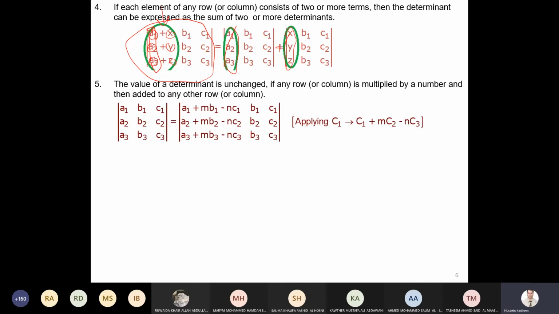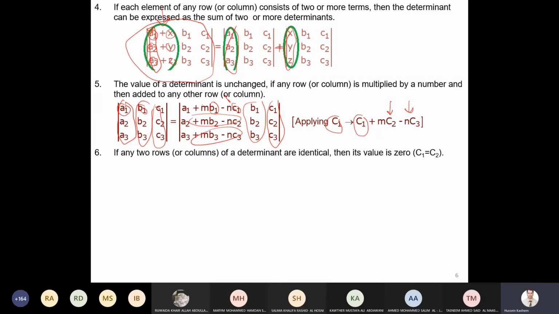Another, point number 5: the value of a determinant is unchanged if any row or column is multiplied by a number and then added to any other row. What does this mean? Have a look. I will keep column number 2 and column number 3 without change. But column number 1, I will change its value to be column number 1 values plus m times column number 2 minus n times column number 3. It means a1 plus m times b1, minus n times column number 3, and I do the same thing for the other items. Nothing will change. This is what we are saying. Multiplying, adding, subtracting a column from a column will not change the determinant. We keep it without change.